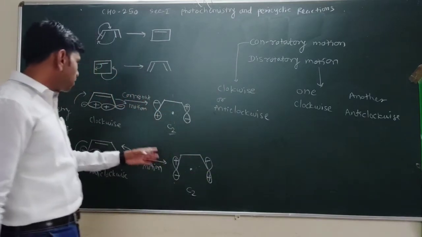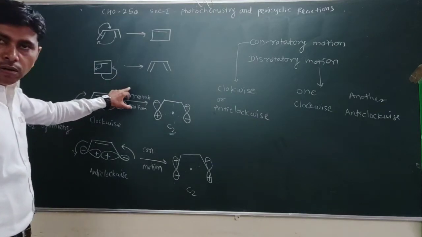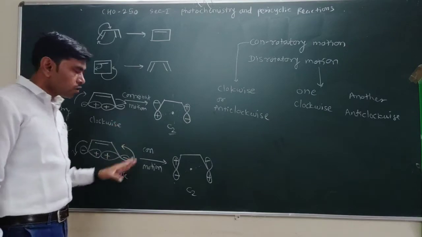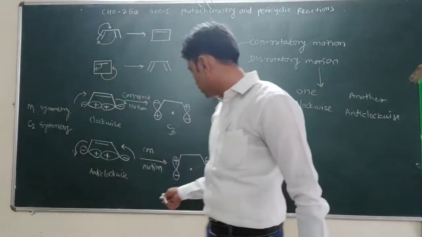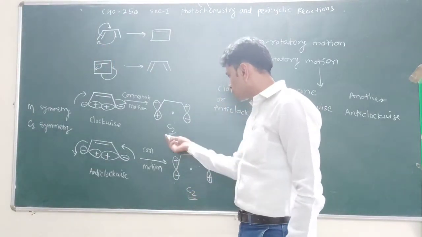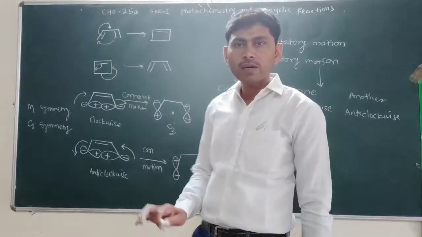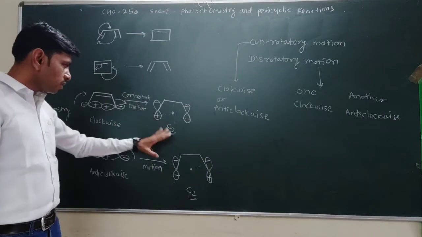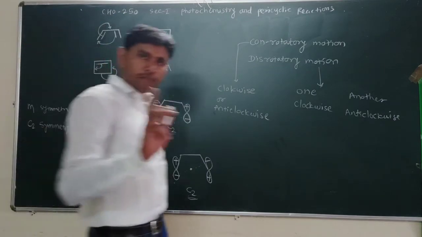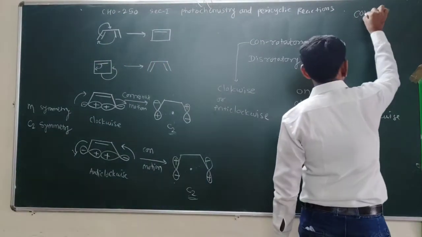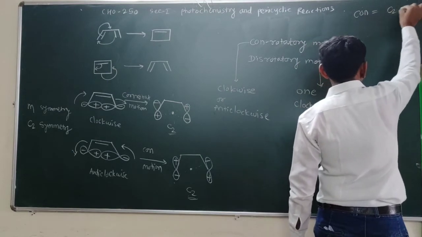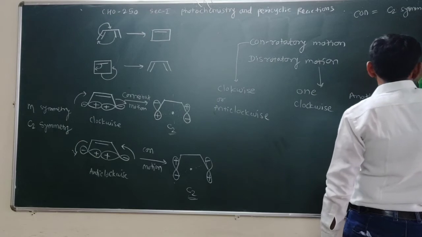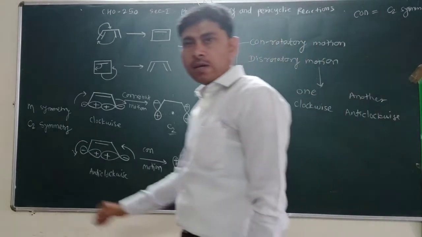That means it is an indication of C2 symmetry. So in both the cases, either we rotated clockwise or anti-clockwise by conrotatory motion, we always obtain C2 symmetry. So what is our observation here? Our observation is that conrotatory motion is always associated with C2 symmetry. Remember this point, conrotatory motion is always associated with C2 symmetry.